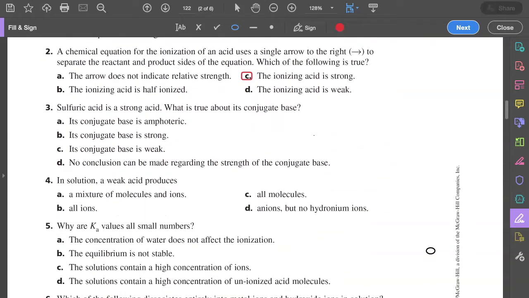Sulfuric acid is a strong acid. What is true about its conjugate base? Is it its conjugate base is amphoteric, its conjugate base is strong, its conjugate base is weak, or no conclusion can be made regarding the strength of the conjugate base?